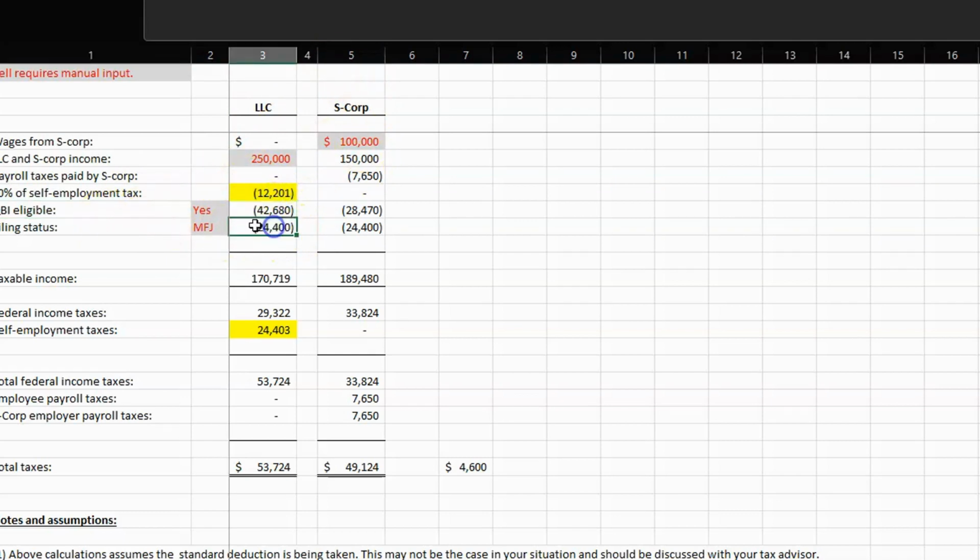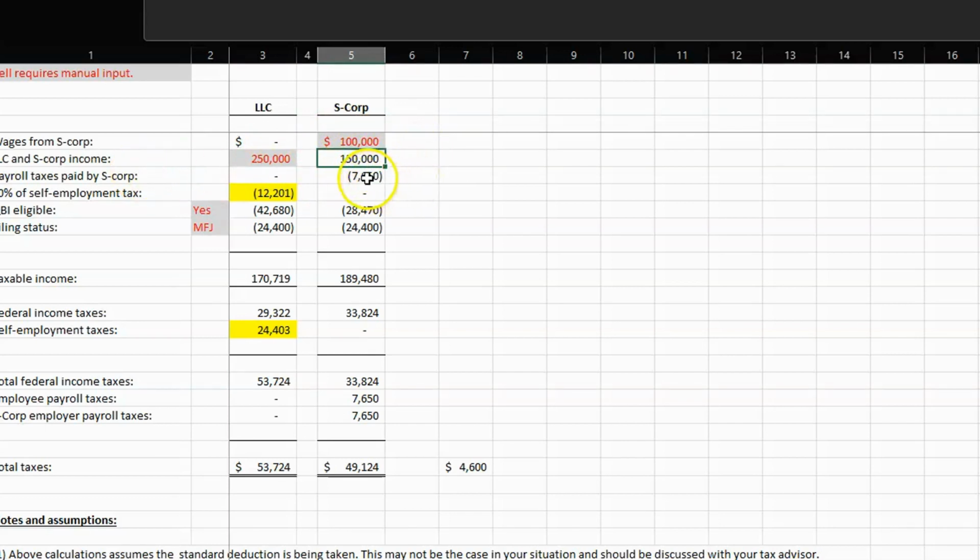You've got the filing status. This is married filing jointly. Okay, so your total taxable income is $170,000. You've got federal income taxes, you've got self-employment tax, so your total tax is $53,000 here under an LLC. If you're an S-Corp, you've got the $250,000, but remember, part of this is wages and part of this is a pass-through entity.